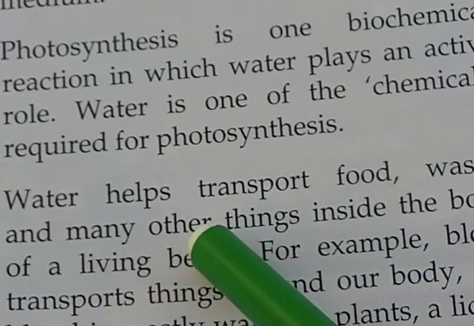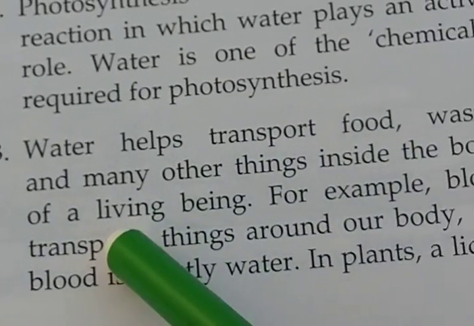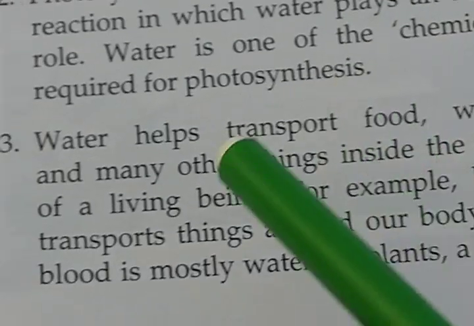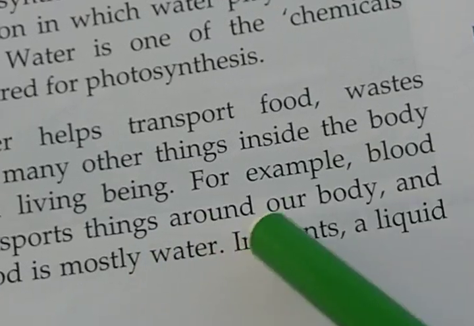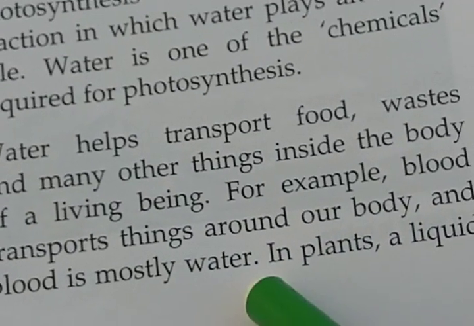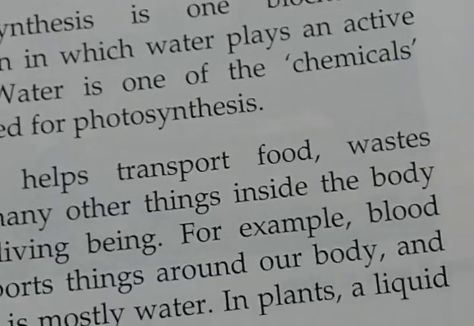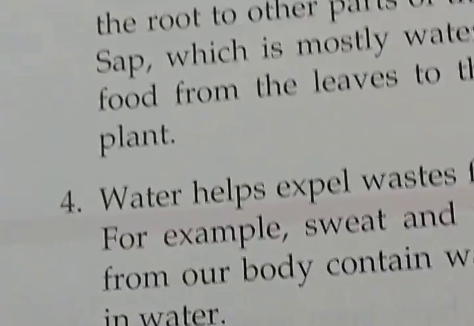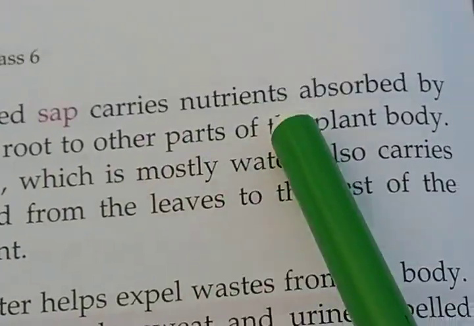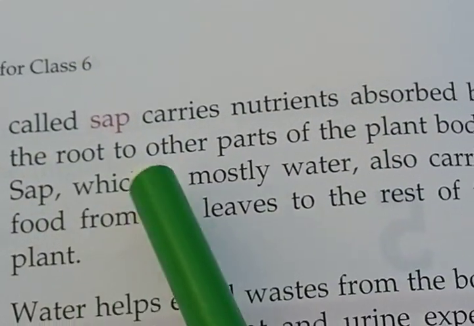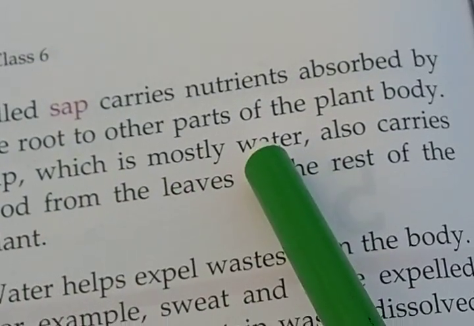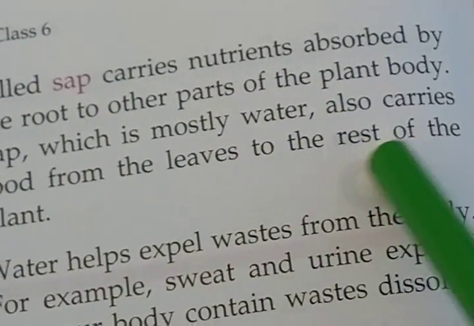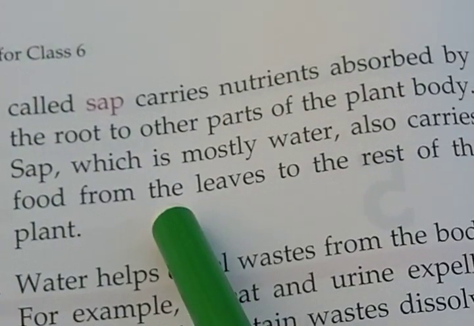Now, water helps transport food, waste, and many other things inside the body of a living being. For example, blood transports things around our body, and blood is mostly water. In plants, a liquid called sap carries nutrients absorbed by the root to the other parts of the plant body. Sap, which is mostly water, also carries food from the leaves to the rest of the plant. So here water is a medium.